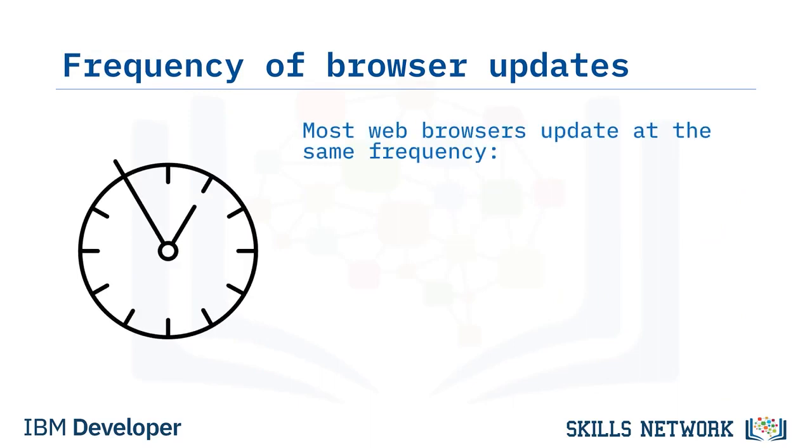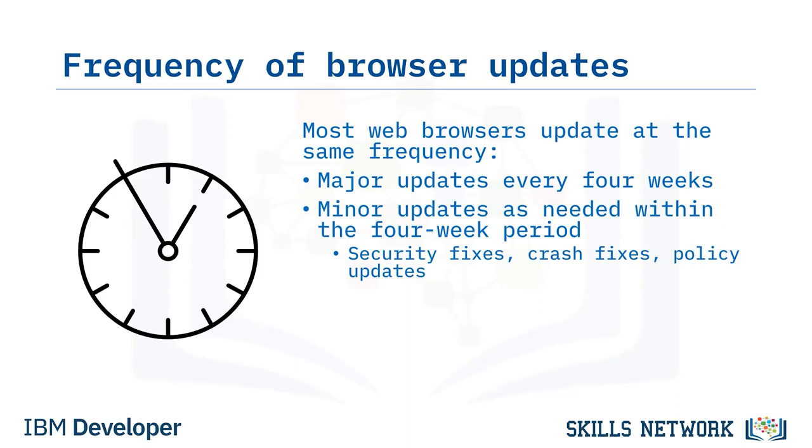Most of the top desktop web browsers provide standard fast release updates at the same release rate, which typically releases major updates every 4 weeks, but releases minor updates such as security fixes, crash fixes, and updates to policies on an as-needed basis within the 4-week period. This is currently the case for Google Chrome, Microsoft Edge, and Mozilla Firefox browsers.